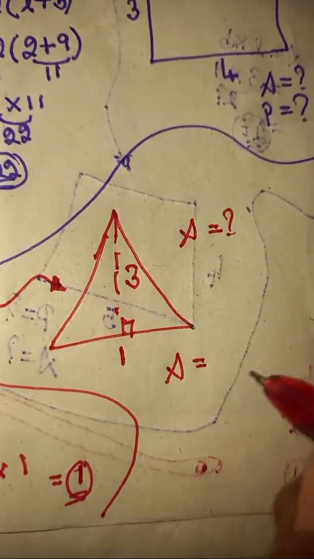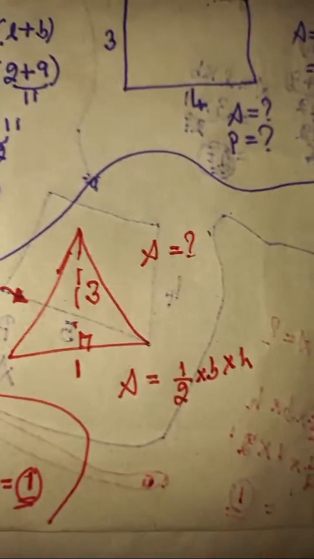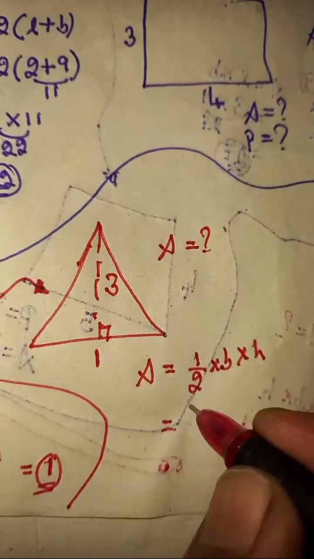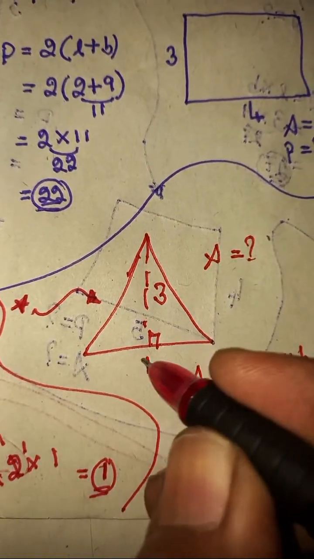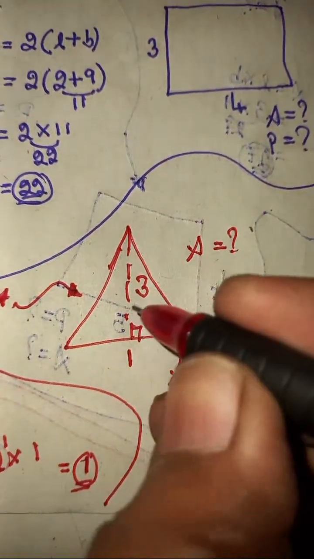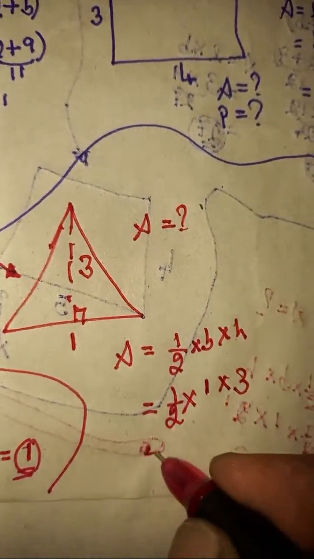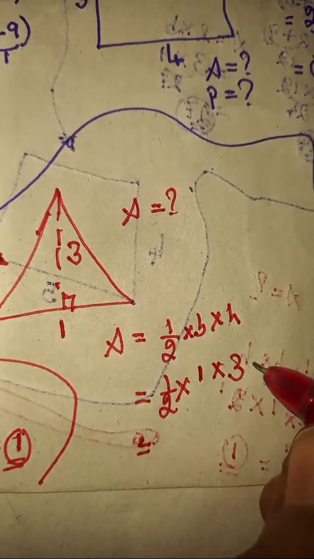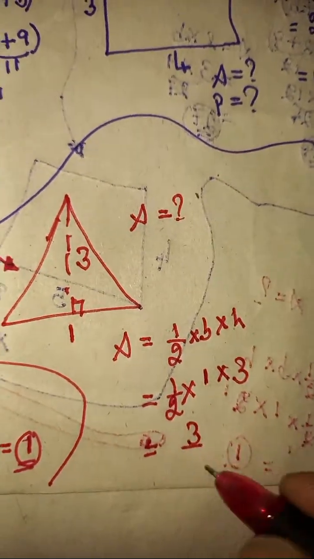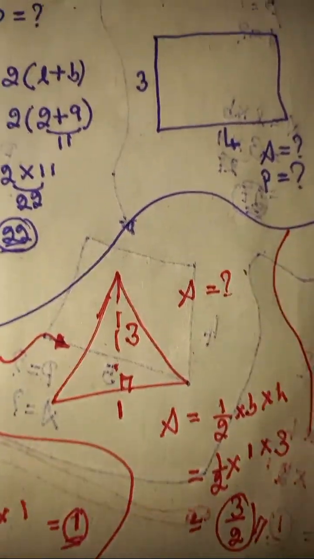Area of this triangle is also the same, half times base times perpendicular height. Here also it is half times, this is base, which is 1 unit, and this is perpendicular height, which is 3 units. 1 times 3, you cannot divide 2 and 3, so 1 times 1 times 3, it becomes 3 in the numerator and 2 in the denominator. 3 by 2 square units.